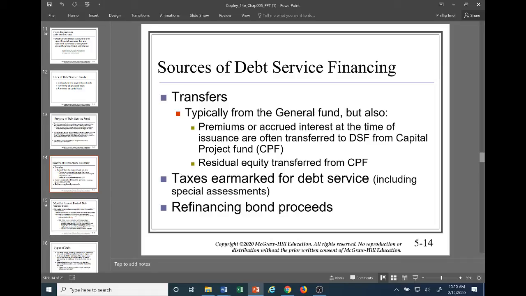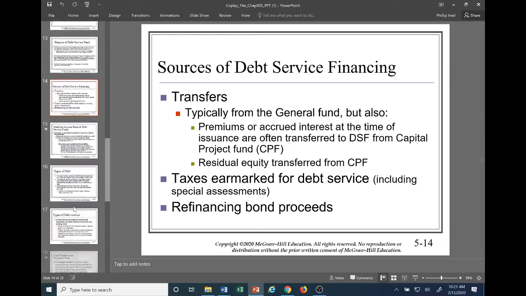Taxes earmarked for debt service, including special assessments. Same thing as for capital projects, we have maybe some taxes earmarked towards that. We might earmark some taxes for debt service and say, hey, we're going to use this tax money to pay off debt. And refinancing bond proceeds, so just going through the refinancing process.